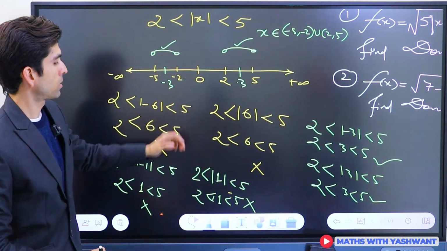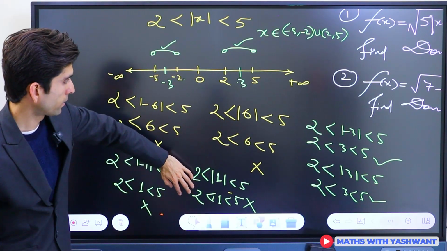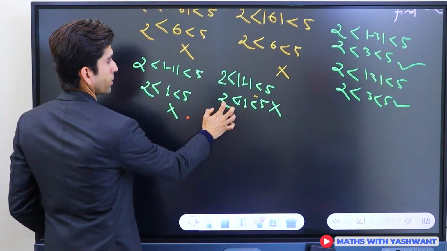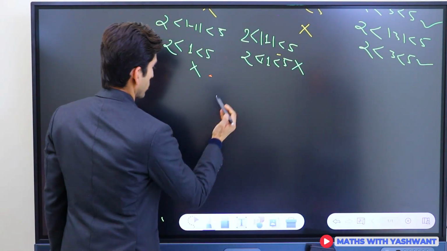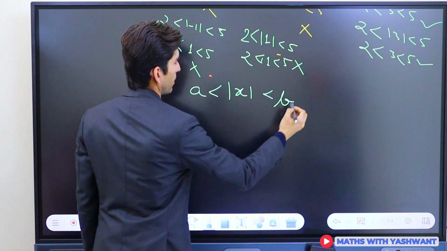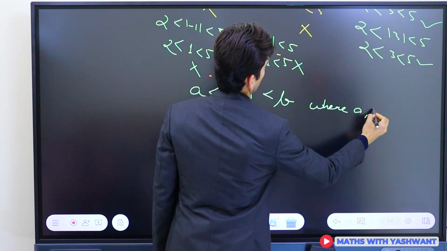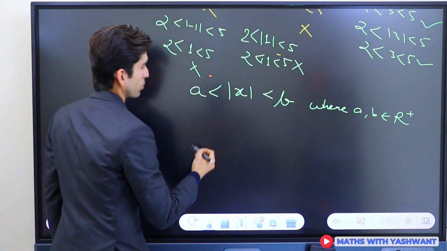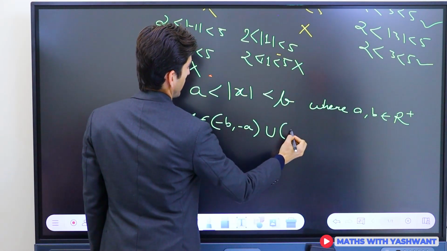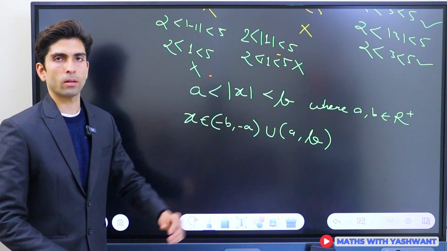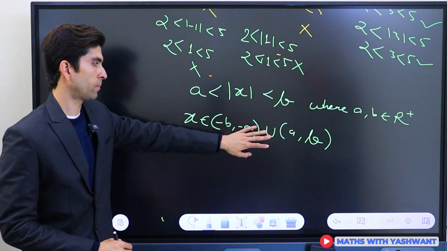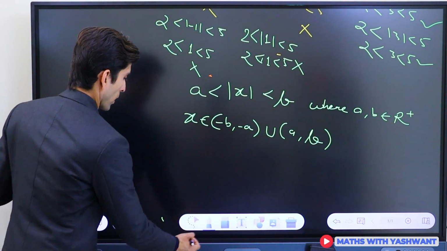Now we can generalize this by saying, whenever we have mod of x greater than a and less than b, where a and b are positive reals, the value of x comes out to be negative b to negative a union a to b. Now you have to memorize this. Now I'll say a better way to memorize this value in a much smarter way.